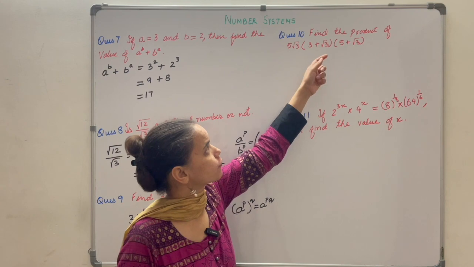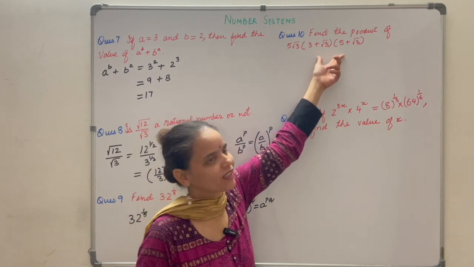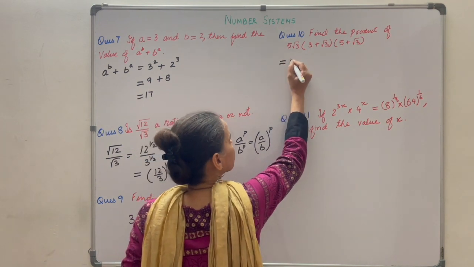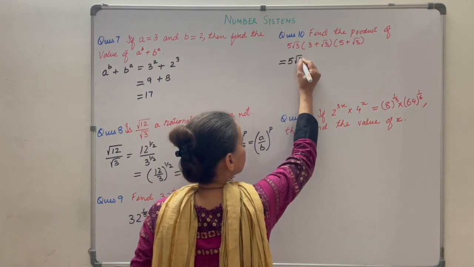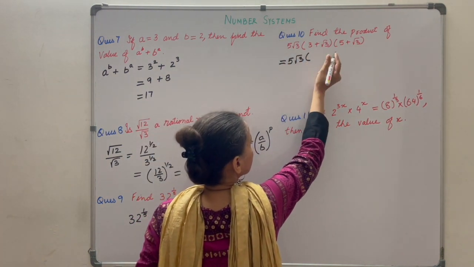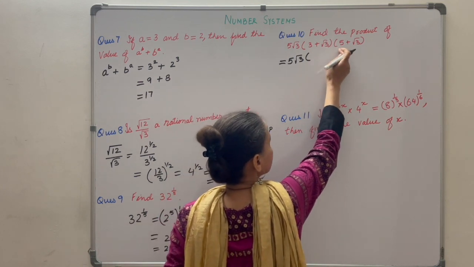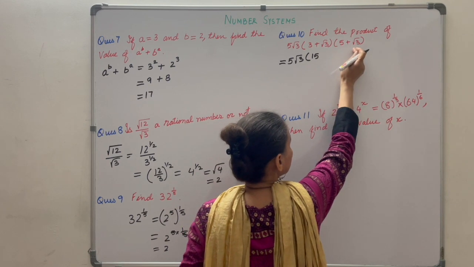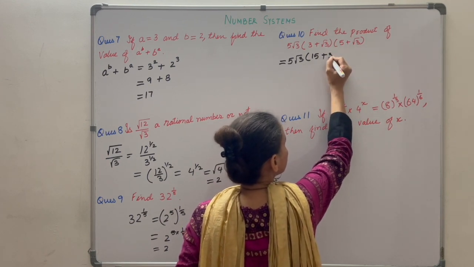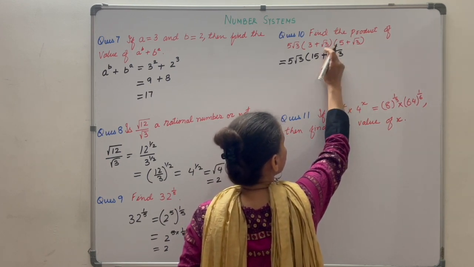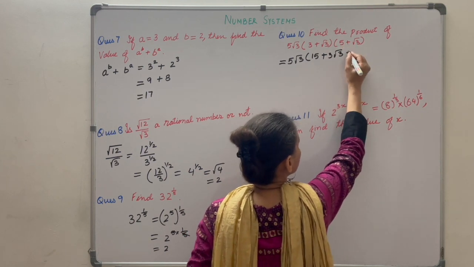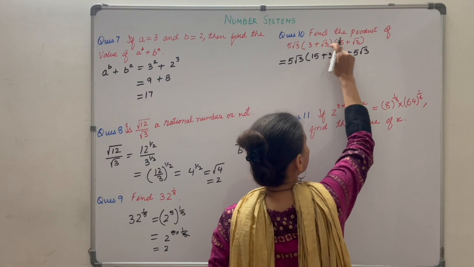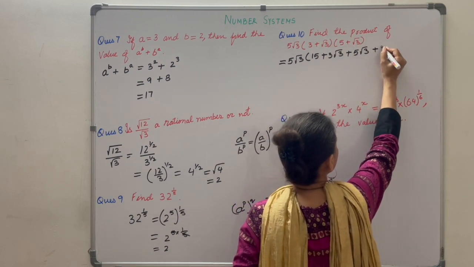To do that we have to apply distributive law here to solve it. So let us do it. So we have 5 root 3. Now we will apply distributive law here. So 3 into 5 you will get 15. Then you will multiply 3 to root 3, you will get 3 root 3. Then you will multiply root 3 to 5, so you will get 5 root 3. And then you will multiply root 3 into root 3, so you will get 3.